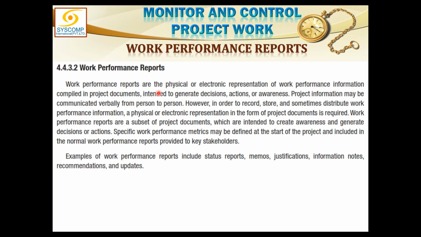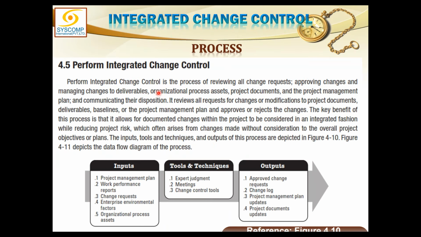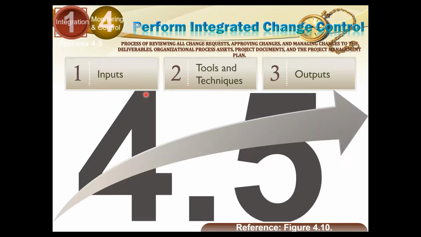Work performance report is the output of monitor and control project work, and this is shared: it is given to integrated change control, it is given to identify stakeholders, it is given to risk, it is given to procurement, and it is also given in execution to manage team. Then there is the process of integrated change control, which is responsible for receiving all the change requests, getting them approved from the change control board, and if approved, making changes to the project management plan and the project documents, and if it is not approved, then passing on the information that this change request was not approved.